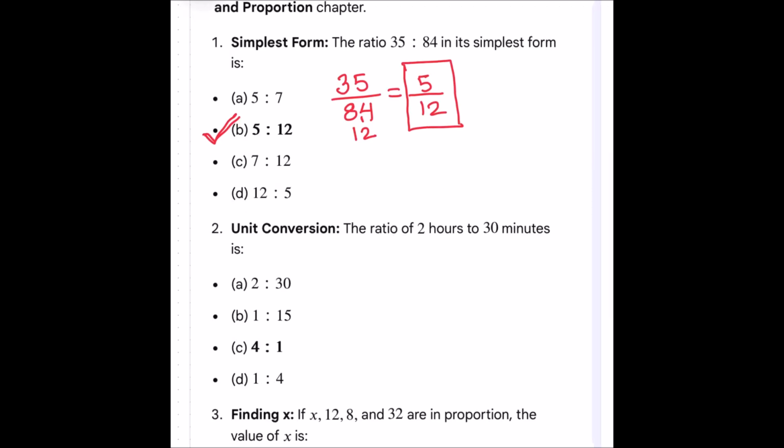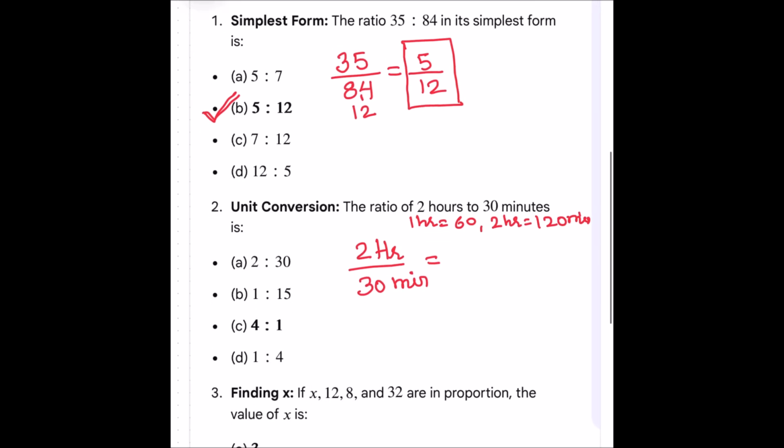The next question is based on unit conversion. The ratio of 2 hours to 30 minutes is. So let's write the ratio: this is 2 hours and this is 30 minutes. Simplifying this, we need to convert this into the same units. The numerator and denominator should have the same units. So let's convert 2 hours into minutes. 1 hour is 60 minutes, 2 hours will be 120 minutes. So instead of 2 hours we are going to write 120 minutes, and the denominator is already in minutes, so this is 30 minutes.